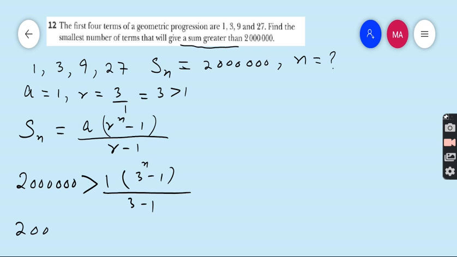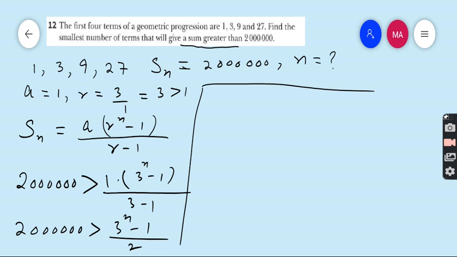So 2,000,000. 1 doesn't impact anything. So (3 to the power n minus 1) upon (3 minus 1), which is 2. This 2 is divided over here, so it should be multiplied on the other side. It is 4,000,000. 3 to the power n minus 1. Shift this minus 1 to the other side, it should be plus 1. So it is 4,000,001.